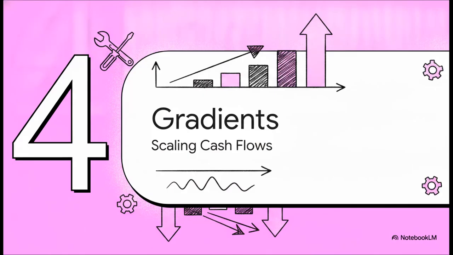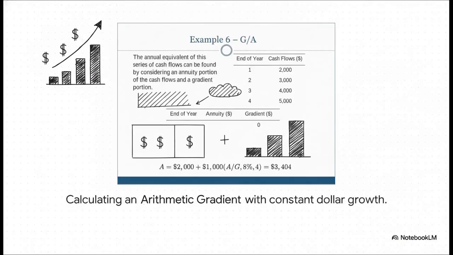Let's upgrade our toolkit a bit in Section 4, arithmetic and geometric gradients. Let's start with the arithmetic gradient. This happens when cash flows increase or decrease by a constant dollar amount each period. Just look at the data here.